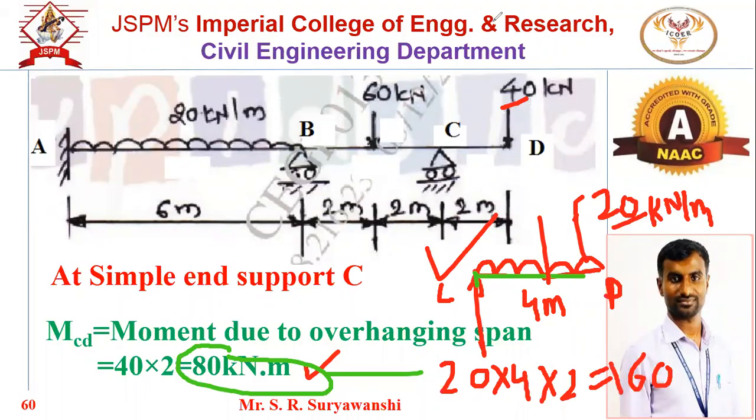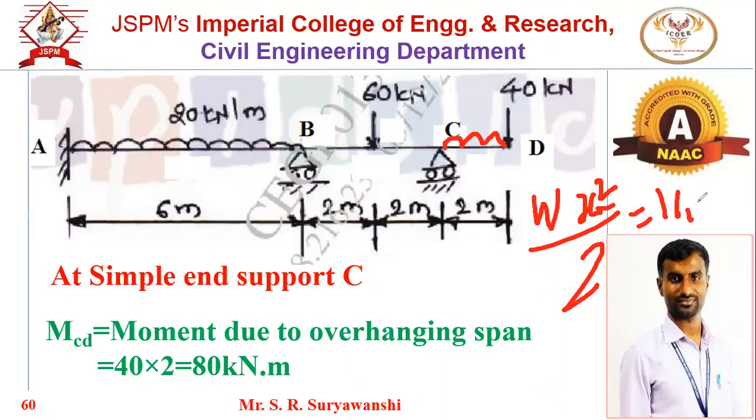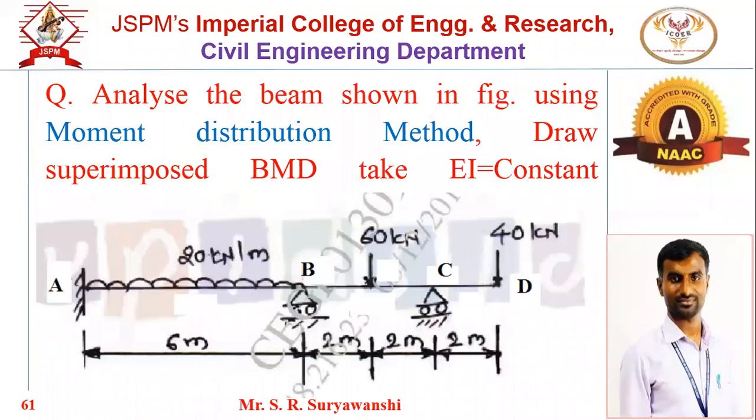Or else, as a shortcut, on an overhanging span, if there is a UDL, then the moment is given by W x square divided by 2, where x is the overhanging length. That's it. Means that will be 20 into 4 square by 2. Again answer will be 160. हा point लक्षात ठेवायचा आहे. Point load असेल किंवा UDL असेल. That's it.